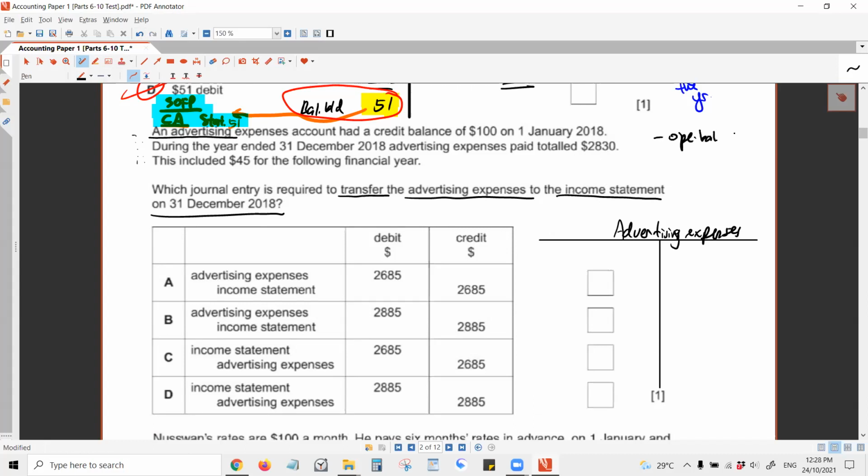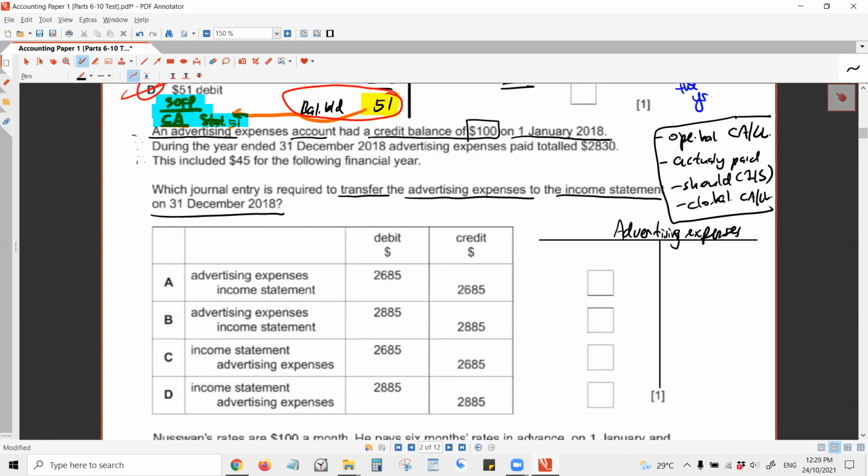Opening balance, have to determine CA or CL, and then the amount you have actually paid, and the amount you should pay, which is the transferring process. Finally, the closing balance also determines CA or CL. Remember these four things? You learn in part 6. Okay, now let's read. Advertising expenses account had a credit balance of 100 on 1st January 2018. This is opening balance. How I know? That's the beginning of the year.